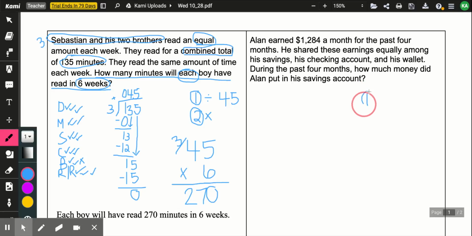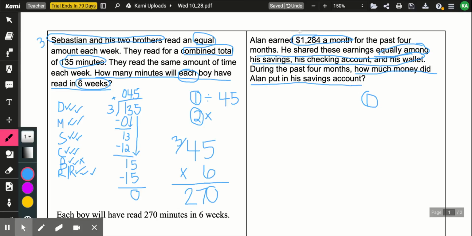Our first step, the hidden question. If we want to know how much he put in his savings account, we need to know how much total money he has. So we're going to underline the question first. How much money did Alan put in his savings account? Circle the important information. 1,284 a month. He shared these earnings equally among savings, checking account, and wallet. So equally is very important there, that they were all the same.